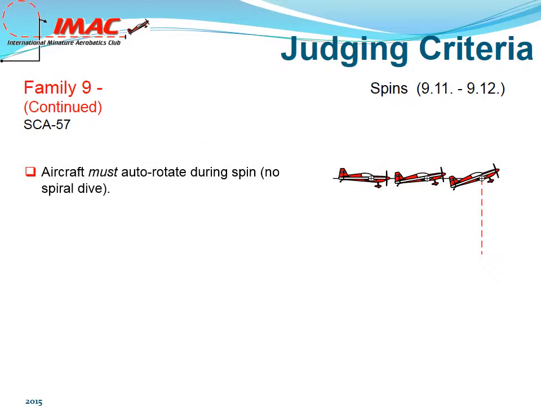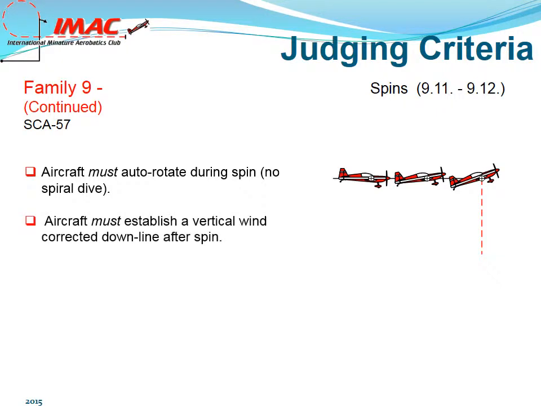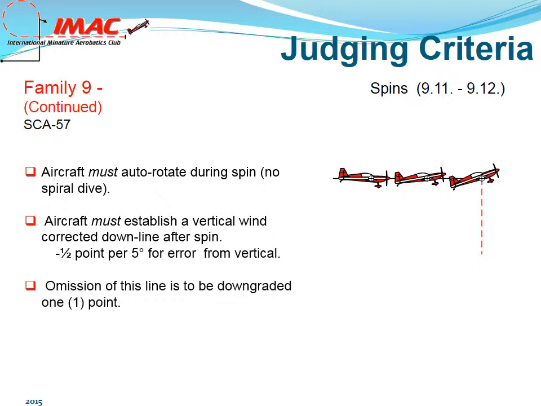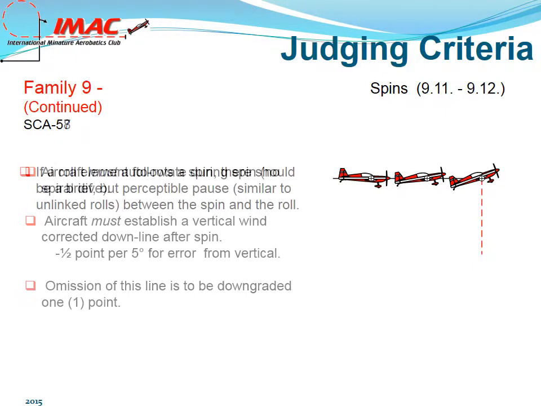Aircraft must auto-rotate during the spin, no spiral dive. Aircraft must establish a vertical wind-corrected downline after the spin, half a point per 5 degrees for error from vertical. Omission of this line is to be downgraded 1 point.